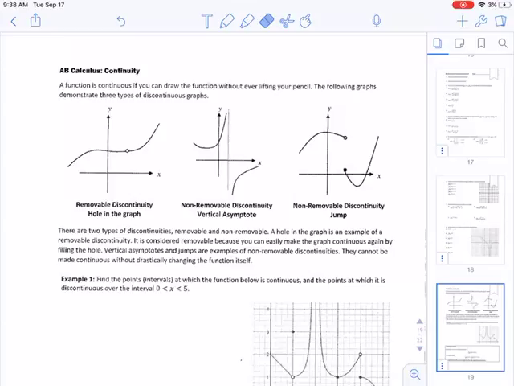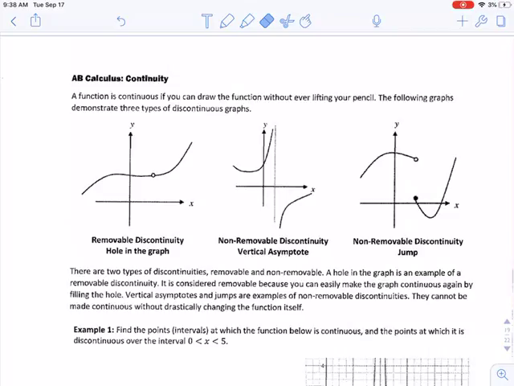We're going to wrap up our unit on functions and limits. If you do hear any background noise, that's my fan blowing in my face. So sorry about the background noise if you hear that. But let's go ahead and get to it.